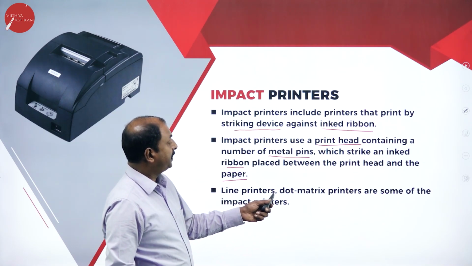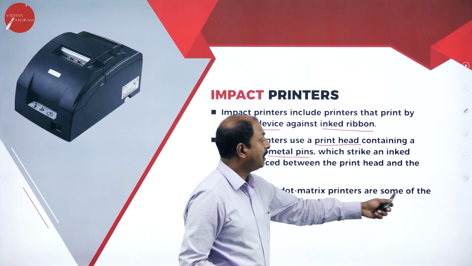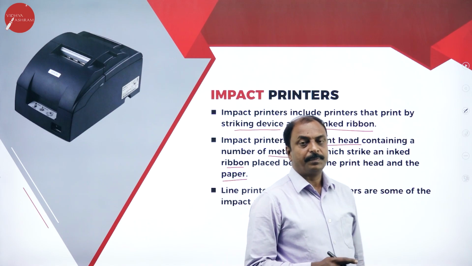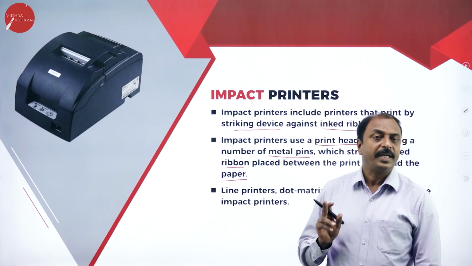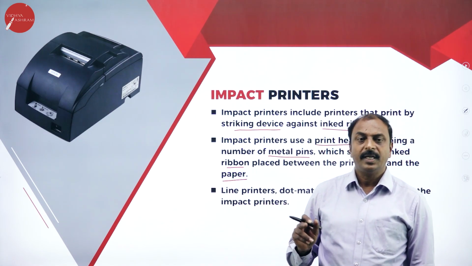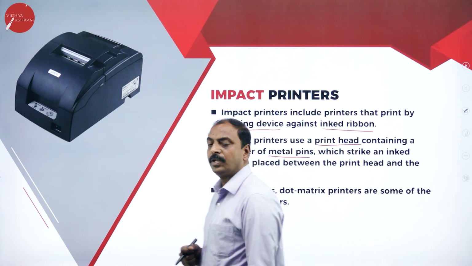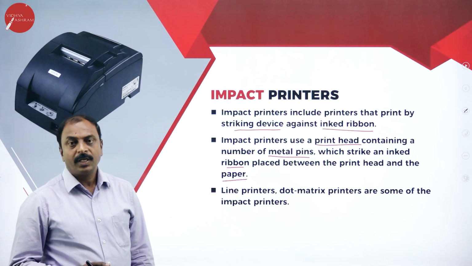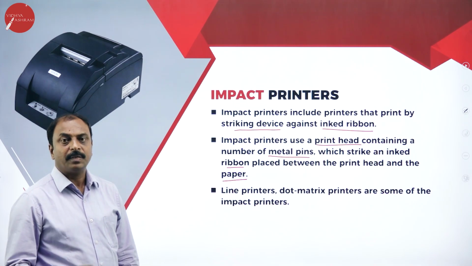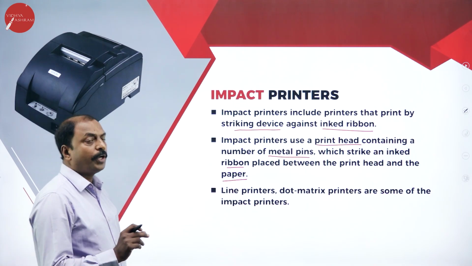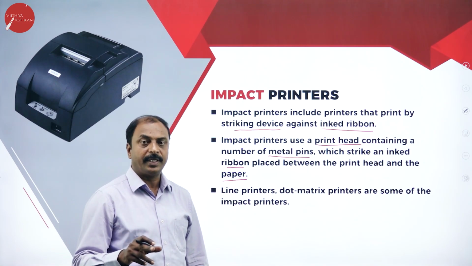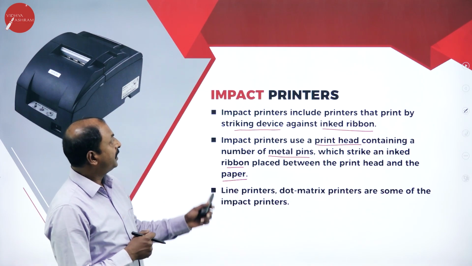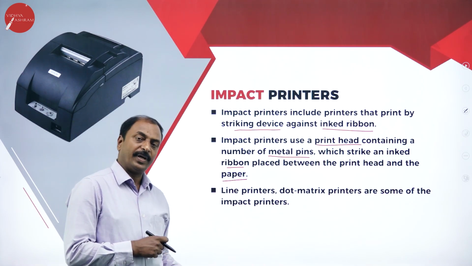Line printers and dot matrix printers are some of the impact printers. The main concept in an impact printer is a striking device, the print head, which is made up of a number of pins. When the print command is given, those pins in the print head become active and strike the ribbon so that we get the impression on the paper. That is how an impact printer functions.